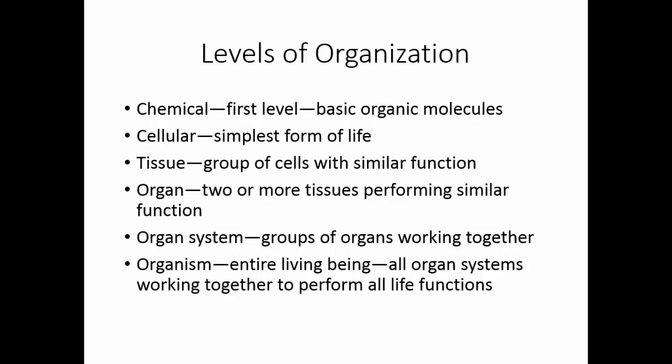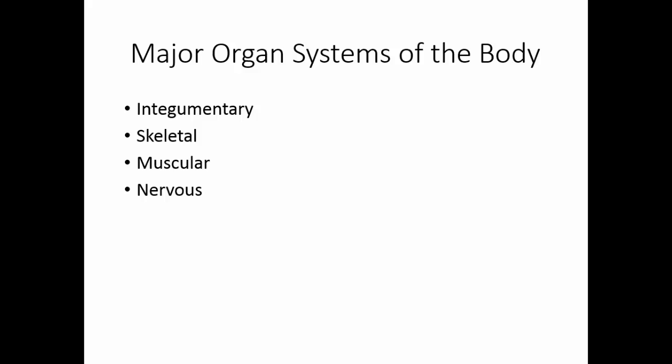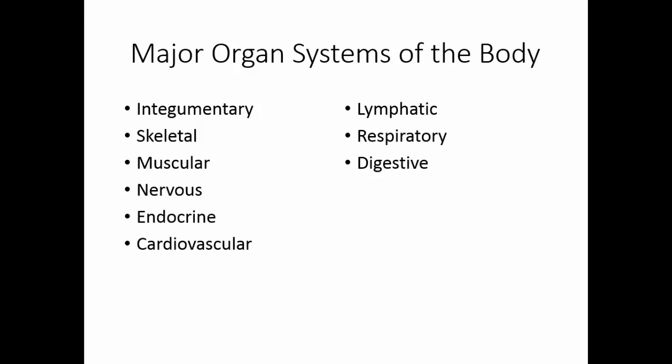This blood vessel will be a part of the circulatory system. There will be other organs like the heart that help pump the blood throughout the body. The circulatory system, the nervous system, the digestive system, and all the systems of the body make up the entire organism. The major organ systems of the body are the integumentary, the skeletal, the muscular, the nervous, the endocrine, the cardiovascular, the lymphatic, the respiratory, the digestive, the urinary, and the reproductive. These are all of the systems that we will look at in this class.